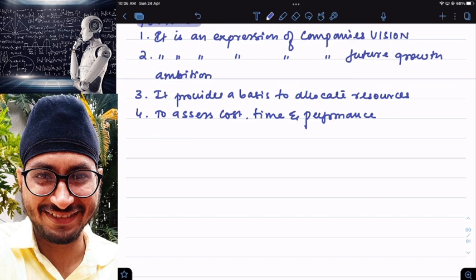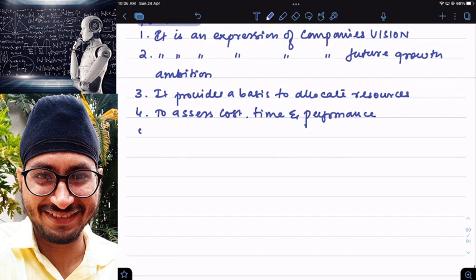If I want to know the cost incurred by me in provision of goods and services, how much time I'm spending on producing the goods and services, and whether my performance is good or bad, I can go for what? I can verify my vision.